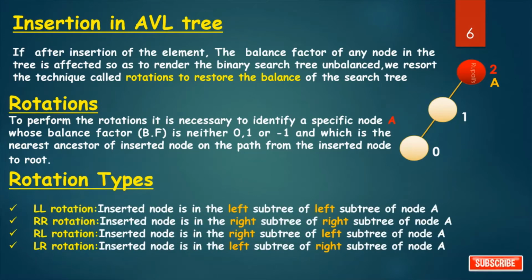Rotation types. There are 4 types of rotation. First, LL rotation means the inserted node is in the left subtree of node A. RR rotation, that is, the inserted node is in the right subtree of node A. RL rotation means the inserted node is in the right subtree of node A. And LR rotation, the inserted node is in the left subtree of node A. So I am taking one example, then it will be more clear for you.